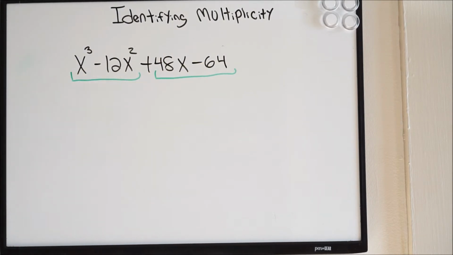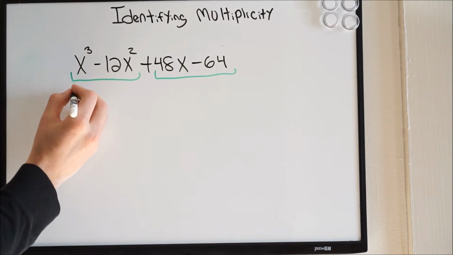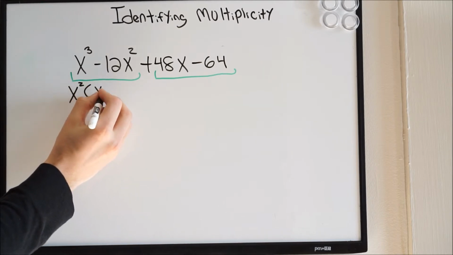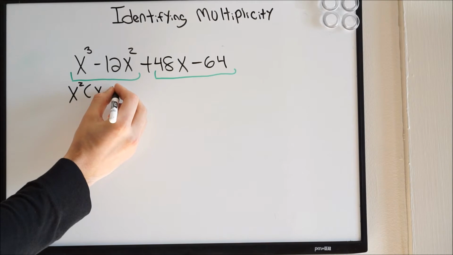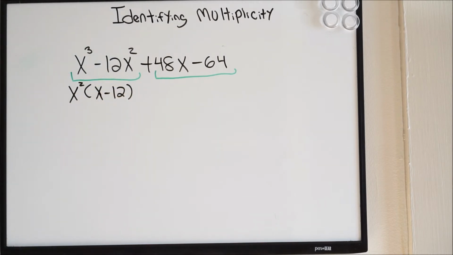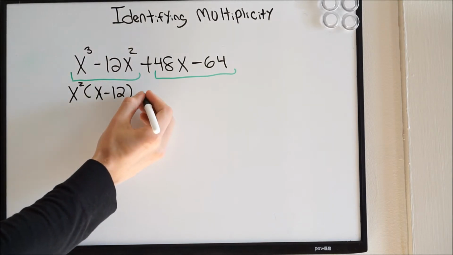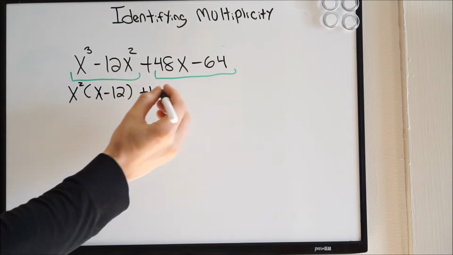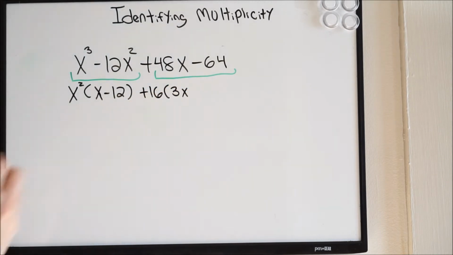Then we want to see what is the greatest common factor we can pull out of these first two terms. Well, that's going to be x squared, and then we're going to have x minus 12. Then we look at our last two terms. What is the greatest common factor there that we can pull out? In this case, it looks like it's going to be 16. So I'm going to pull out a 16, so plus 16, and then I'll have 3x, and this will be minus 4.